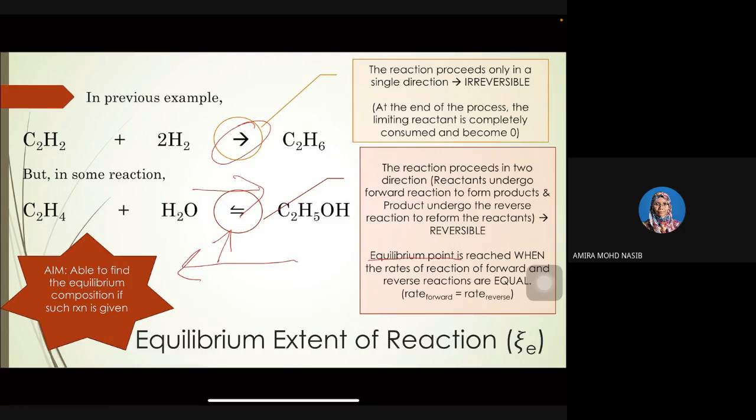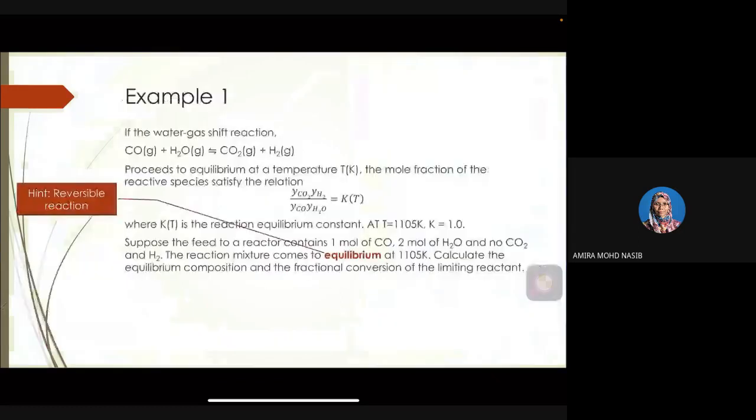Basically, our aim is only to find the equilibrium composition when the equilibrium point is achieved. When you have this kind of question, you are given what we call the equilibrium constant. Let's see the next example, which is example 1.